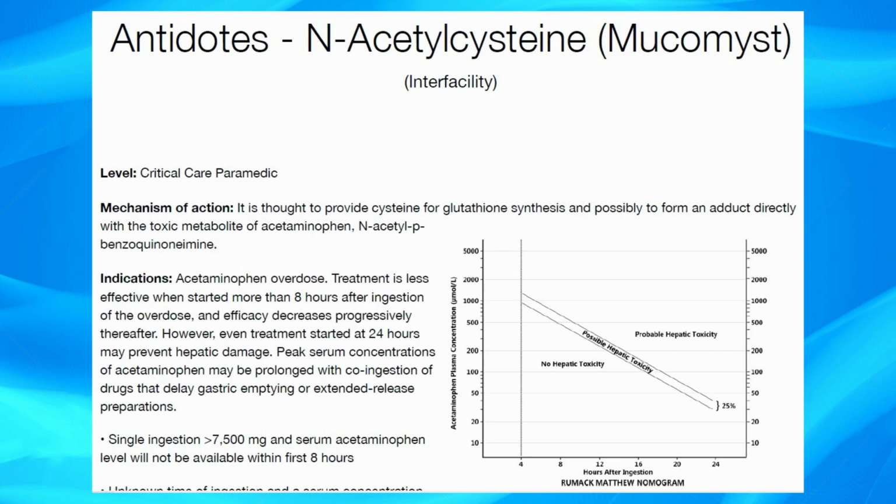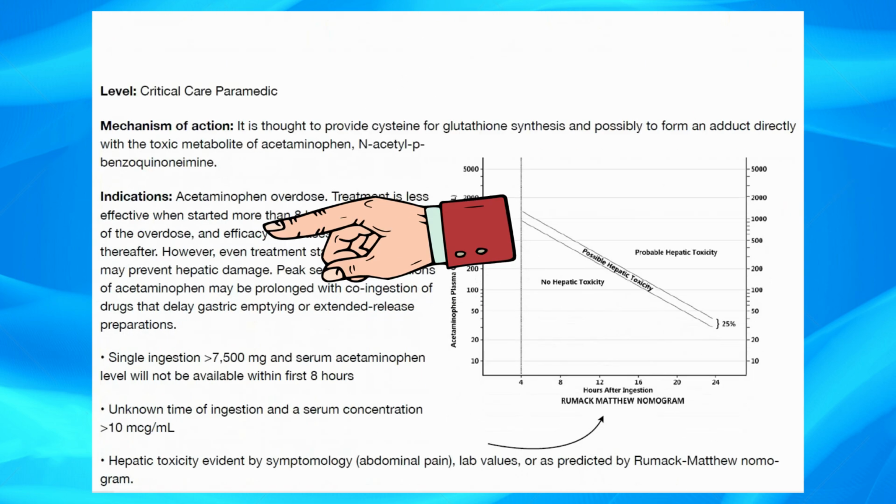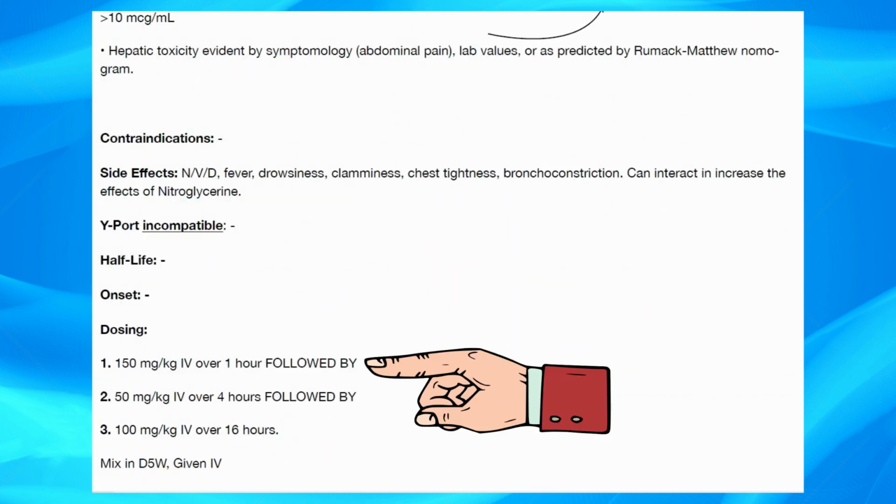So the setup is we're going to use a drug that hopefully you're not all that familiar with, so you can get comfortable with the idea that the math is the math regardless of the drug. So I picked N-acetylcysteine, or the brand name Mucomyst, which is for acetaminophen overdose. And we're going to take a look at the dosing, which is right down here.